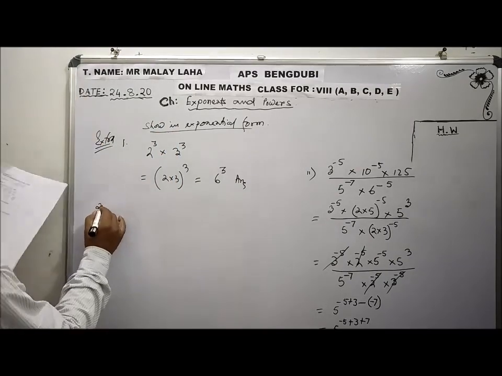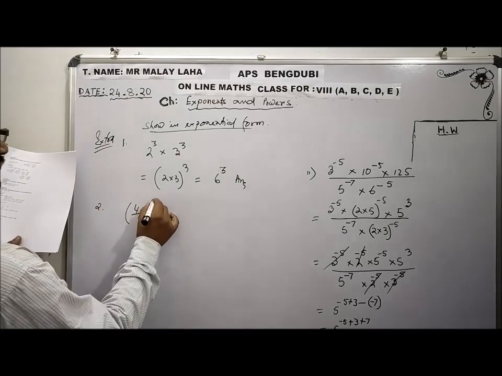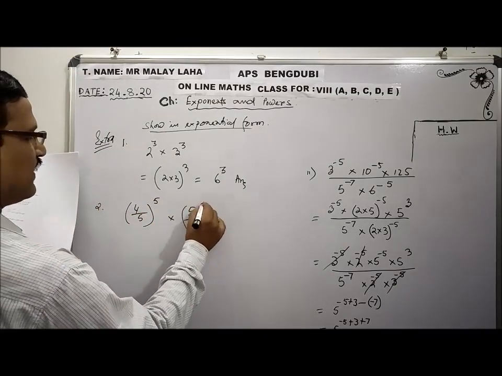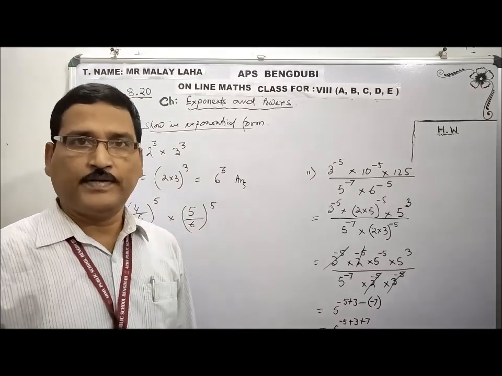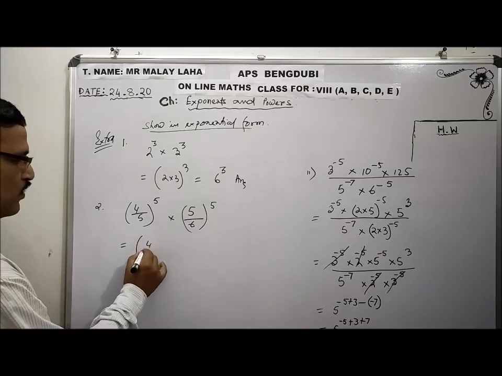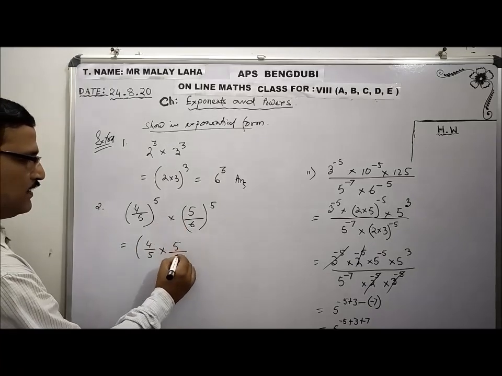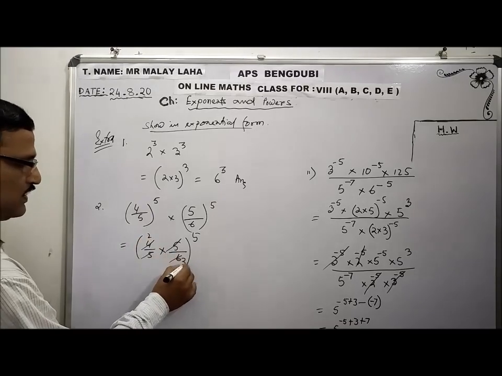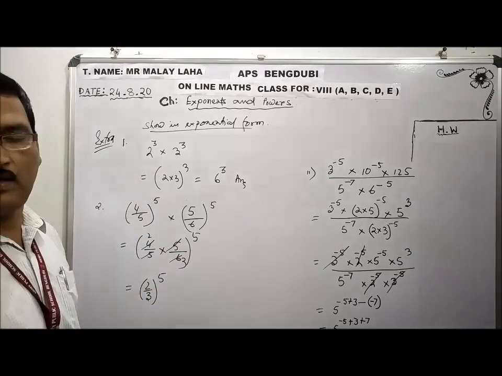Number 2. A rational number form is there: 4 by 5 raised to 5 into 5 by 6 raised to 5. Power is the same, base different. It is in a distributive form. So I can write both the bases under one power: 4 by 5, multiplication, 5 by 6, raised to 5. The 5s cancel, 2 3s, so it is 2 by 3 raised to 5. Any doubt?